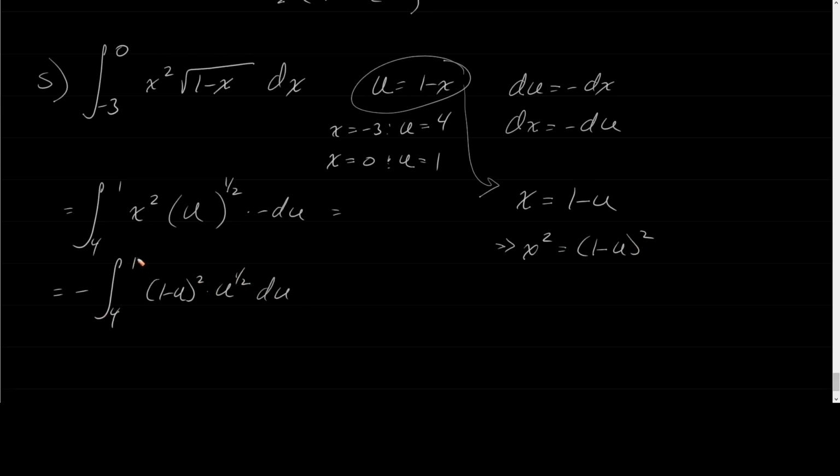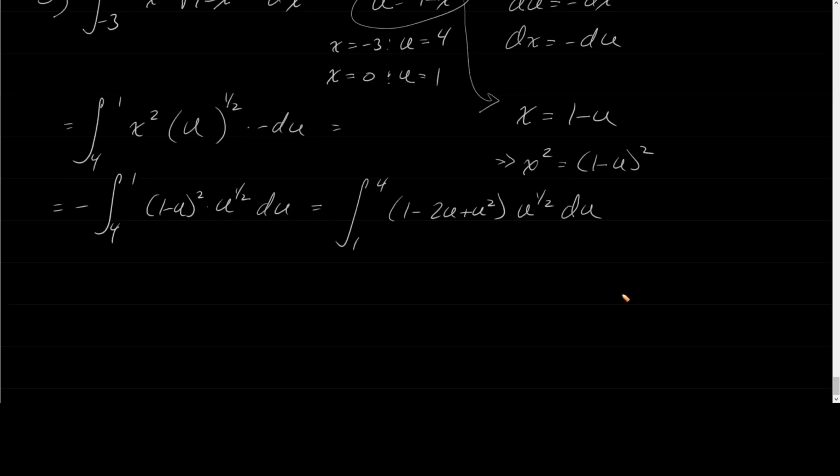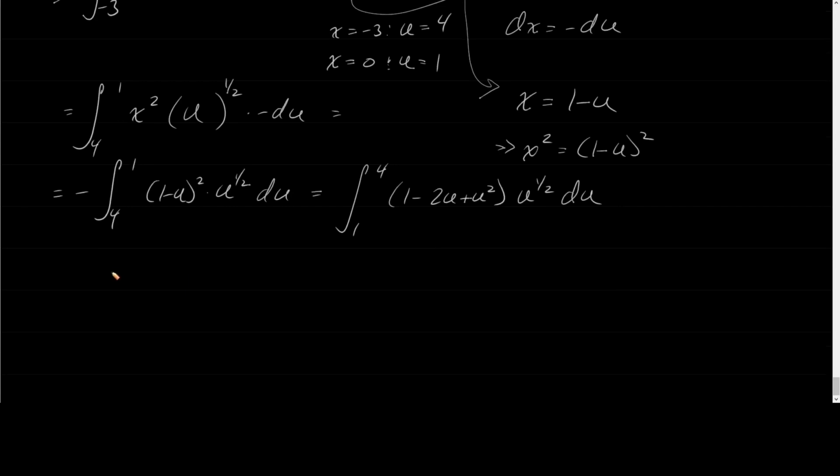Our bounds, the top value is smaller than the bottom value, so let's change that, and we can do that by negating the entire integral. It's already negative, so it becomes a positive. The integral from 1 to 4 of, let's expand this. 1 minus u squared is 1 minus 2u plus u squared, and we have that times u to the 1/2 du. If we distribute this u to the 1/2, what does that give us?